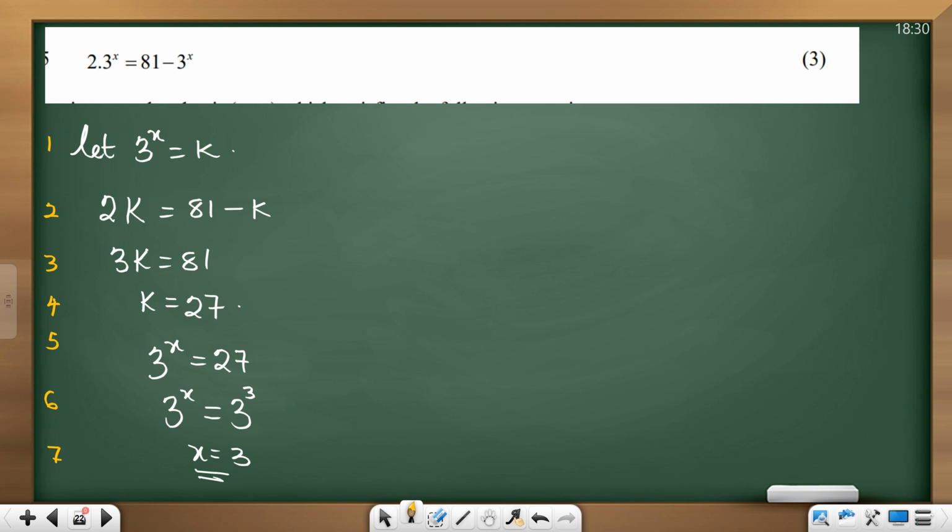Like I said, you are the one making 3 to the power x be equal to k. You are allowed to do that in maths. Why? You want to make it look more presentable. So anywhere you see 3 to the power x, write k.